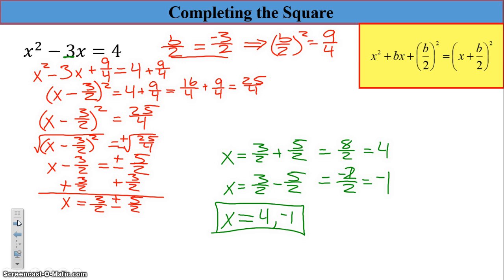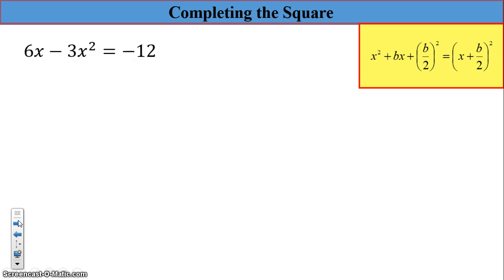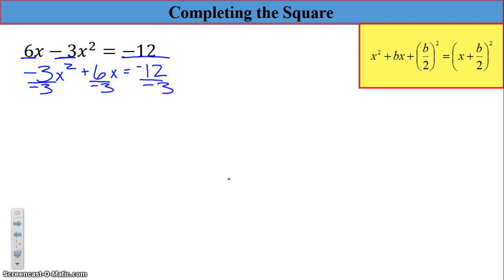And for the last example, I'm going to do a completing the square problem where the a value is not equal to 1. So in this case, I'm going to rewrite the equation as negative 3x squared, just to get our x squared term first, plus 6x equals negative 12. And again, we want our a value to be 1, so let's get that negative 3 out of there by dividing every term by negative 3. And that will leave us with a much simpler quadratic of x squared minus 2x equals 4.